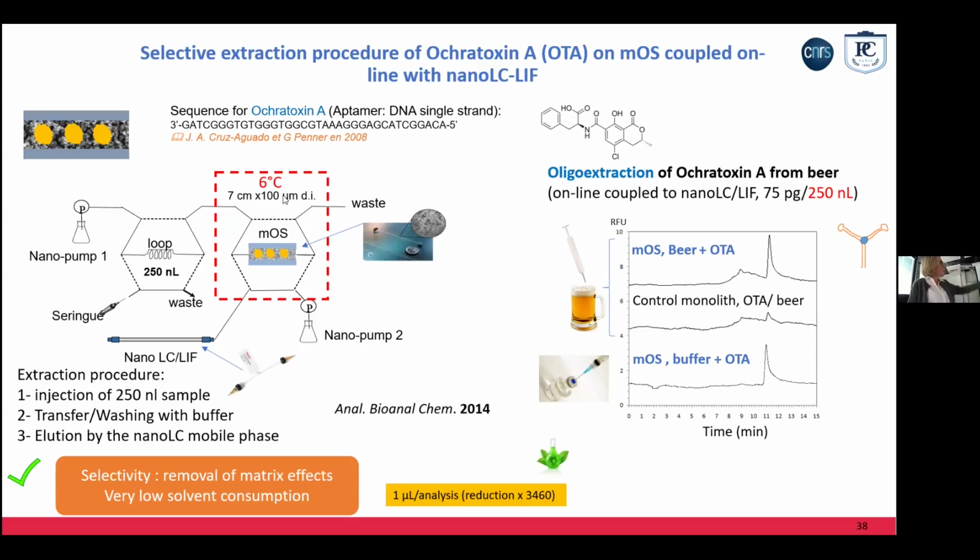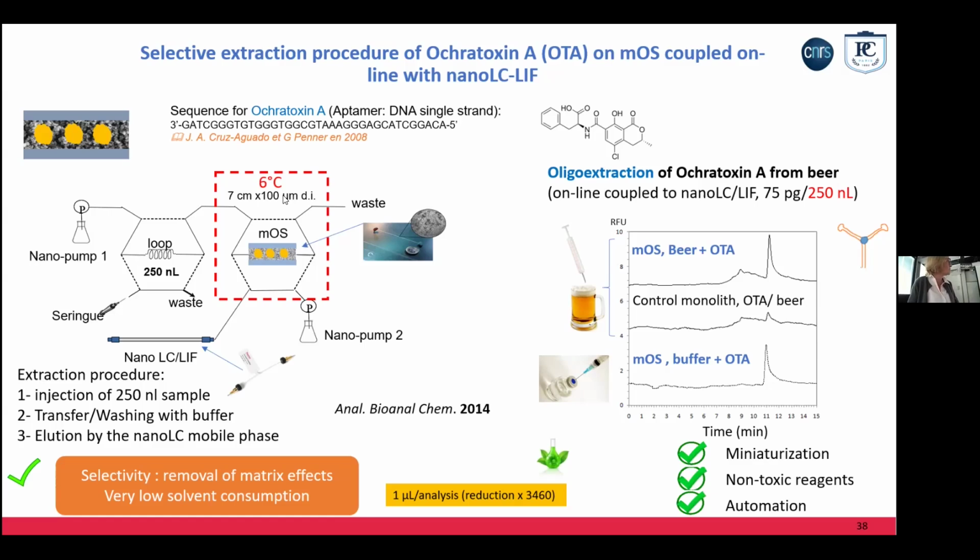And if we compare the beer containing ochratoxin A and pure water containing ochratoxin A, you have the same signal. That means that you have a very selective extraction device. And if we sum up all the solvents that we need for this analysis, we only use 1 microliter of solvent for the whole analysis.